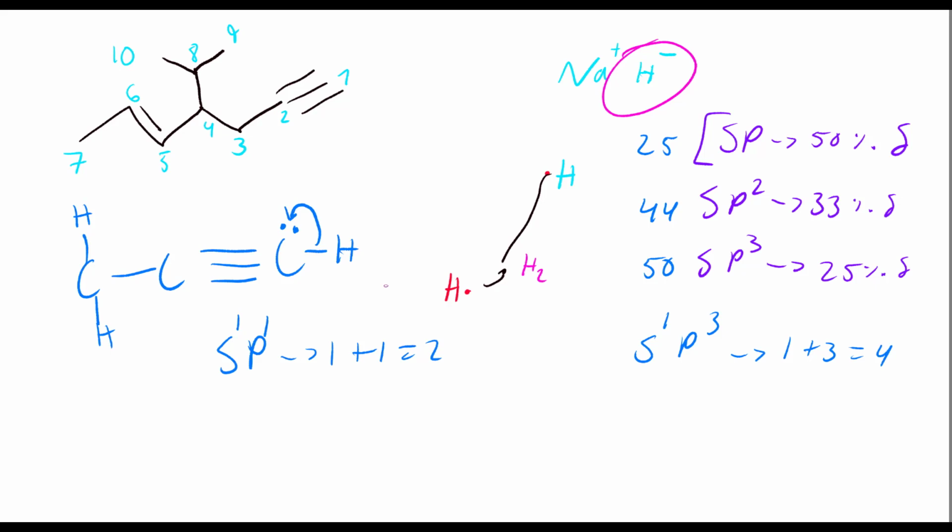So really this question is testing you for your sp character trends, your pKa for carbon and hydrogen, and abstraction. It just means that this lone hydrogen is going to try to snatch another hydrogen from this molecule and combine with it to make H2, which is a more stable product. Alright, hopefully this helps you.